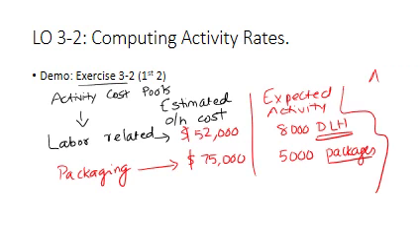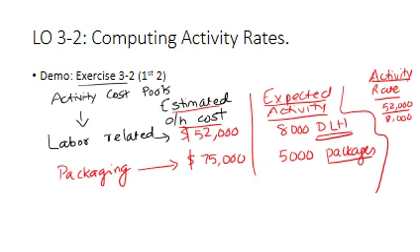So now the activity rate, which should remind you of the predetermined overhead rate, because it's nothing but that, but now you have smaller pools. So the activity rate is, in this case, 52,000 divided by 8,000, which equals $6.50. And in the case of packaging, you have $75,000 divided by 5,000 packages, which equals $15 per package.